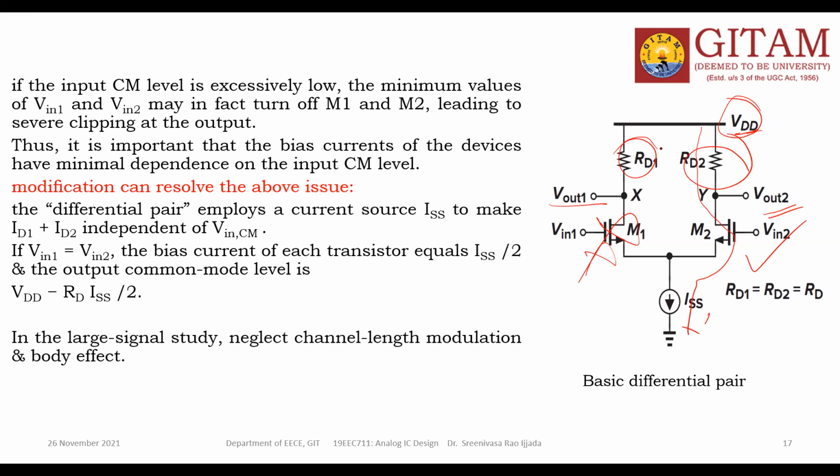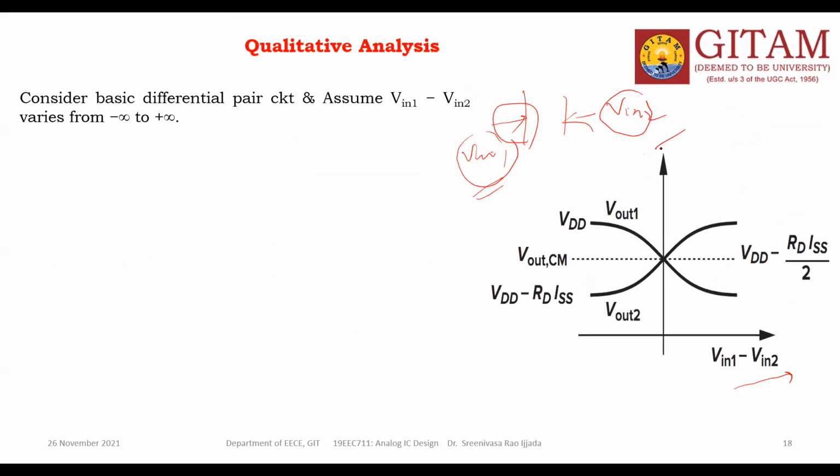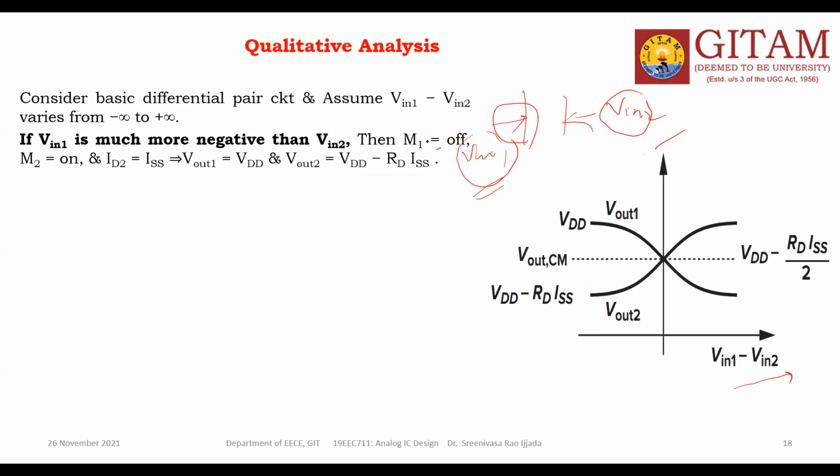See, M1 is off, M2 is on, ID2 is equal to ISS, and Vout1 is equal to VDD, and Vout2 is equal to VDD minus RD into ISS. I told you just now. Suppose for example, this is more negative value, this is 0. So for this instant of time, what happens? Your Vout1 is equal to VDD. Your Vout2 is VDD minus RD into ISS. Clear?